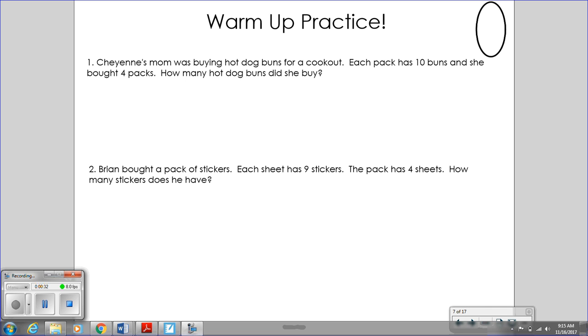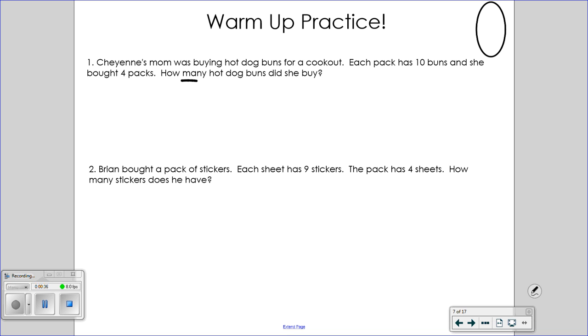This is why knowing the unit is so important, because now that we have gotten to more tricky problems, we have a couple of different units in here. We have hot dog buns, we have hot dog bun packs. We have to figure out which one we're trying to count. Today, just like Eva said, we're counting hot dog buns.